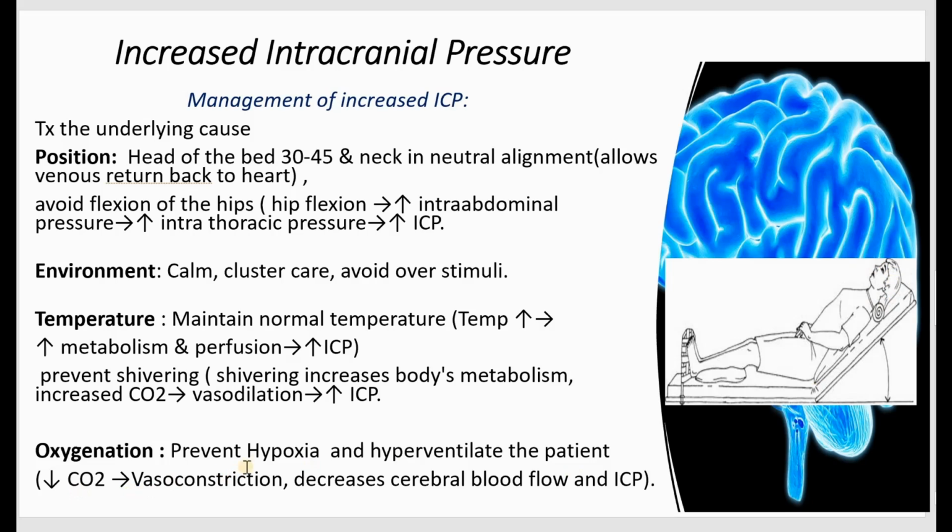Now, oxygenation. You prevent hypoxia and hyperventilate the patient. A patient with increased ICP, you want to hyperventilate or decrease the carbon dioxide. The reason is, again, carbon dioxide is a vasodilator and you don't want the cerebral arteries to dilate. So you decrease the carbon dioxide, you hyperventilate the patient. As a result, vasoconstriction happens. Cerebral arteries constrict, and this can decrease ICP.